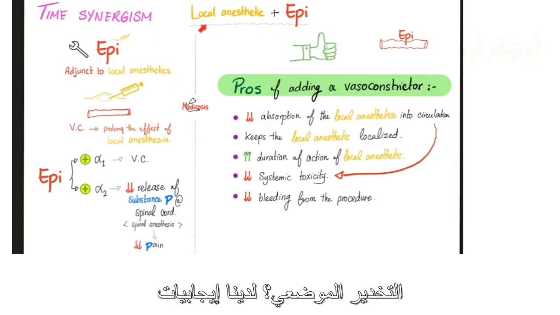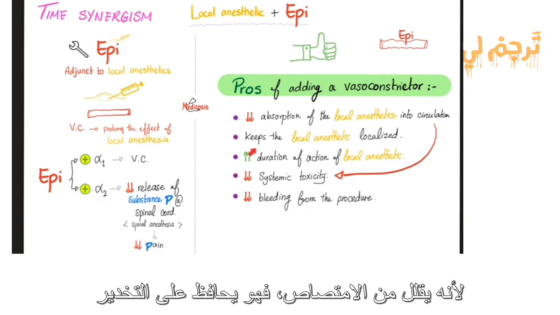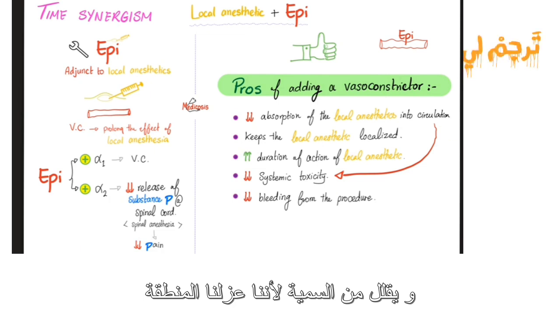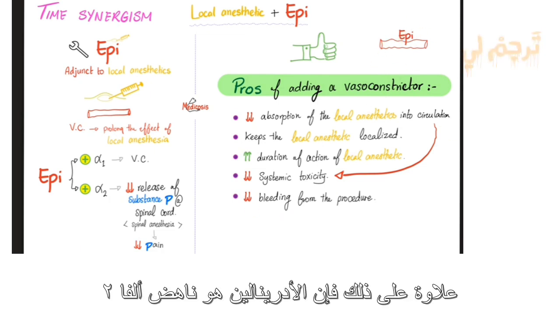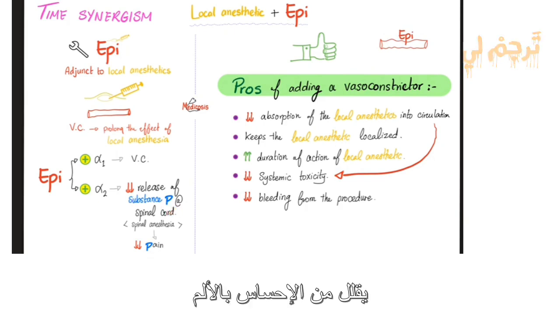Why do we add epinephrine to the local anesthetic? We have pros, we have cons. Let's talk about the pros. Because it decreases absorption, it keeps the local anesthetic in place, it increases the duration of action, it decreases the toxicity because we vasoconstricted, it decreases the bleeding because we vasoconstricted. Moreover, epinephrine is an alpha-2 agonist, decreases substance P release, decreases pain sensation.